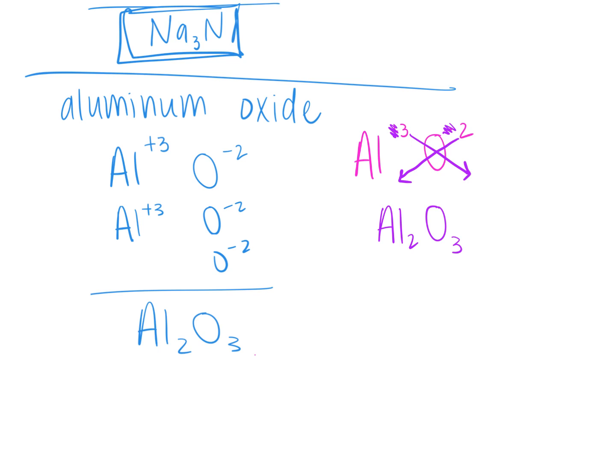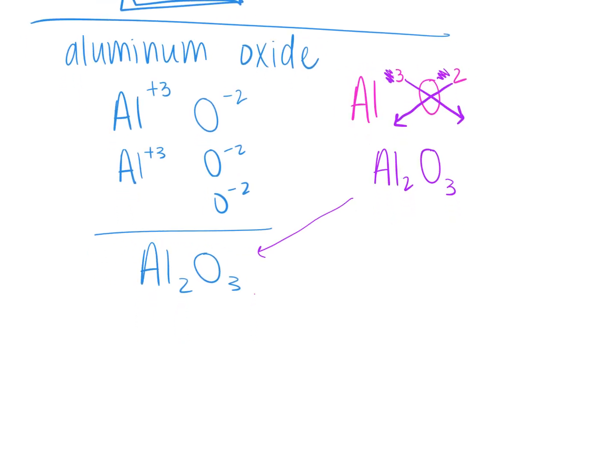Isn't that exactly what we did when we did it the long way? Does that work for everyone? It works for every single one. This crisscross method works for every ionic naming problem we do. Any questions about what that looks like? We ignore the plus and the minus. We bring down oxygen's charge as aluminum's subscript, and we bring down aluminum's charge as oxygen's subscript. And we're left with this.